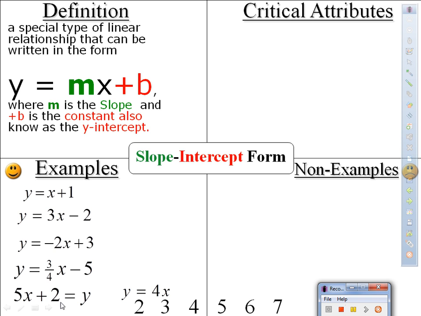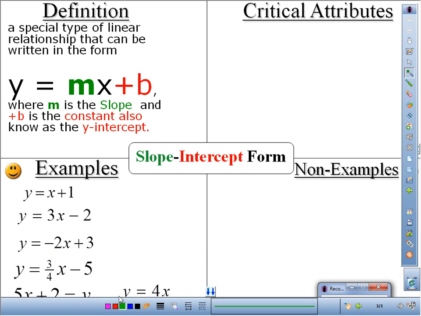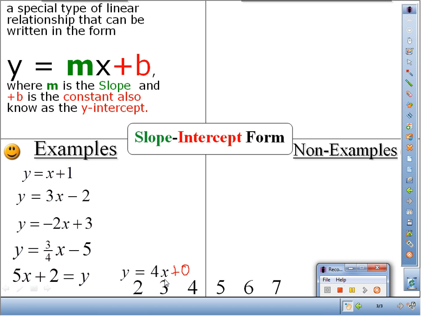And let's look at this one. Even though it's flipped, it's still in the same order, isn't it? What is my slope? 5. 5 is the coefficient of x. Notice here, the coefficient of x is the slope. So 5 is the slope and 2 is the y-intercept. However, look at this last example. What is it missing? The y-intercept. So if it doesn't have one, this is what you're going to do with red. You're going to write plus 0. Whenever it does not have a y-intercept, what are you going to write? Plus 0. Okay?